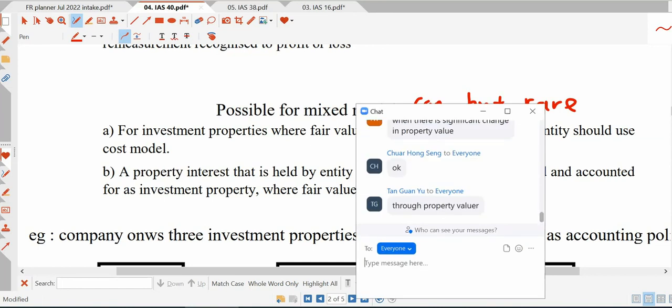Property valuer. Now, this property valuer is another problem here. You have to pay them. No money, no talk. These are professionals. You pay them, they give you a report. You simply call, unless it's a good friend. Good friend, different story.